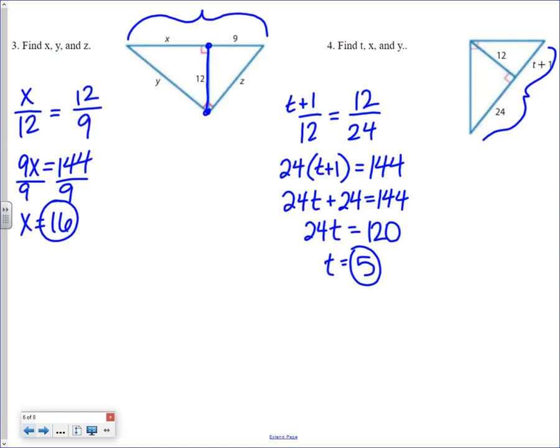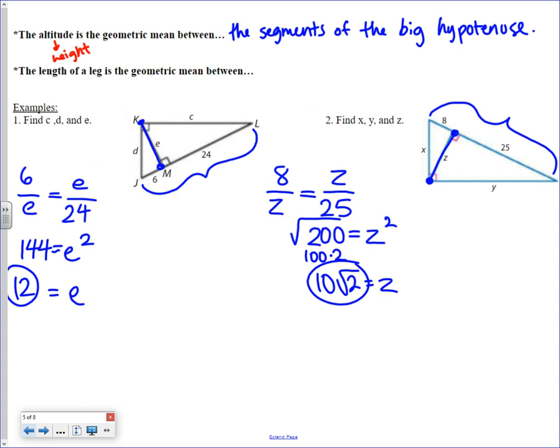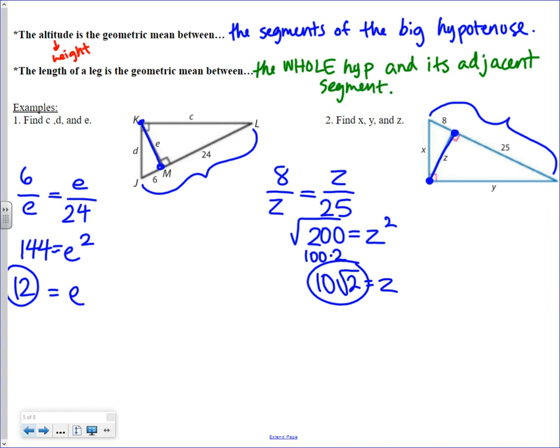Okay, so I'm going to go all the way back up to the top. And it says the length of a leg is the geometric mean between the whole hypotenuse and its adjacent segment. Now, we mentioned that word adjacent earlier. Okay, adjacent means next to. We've talked about this before.